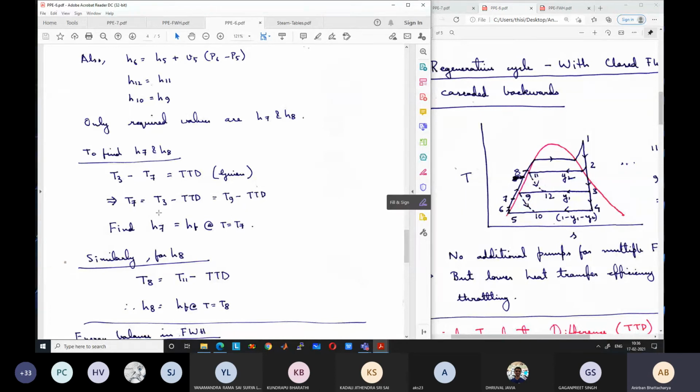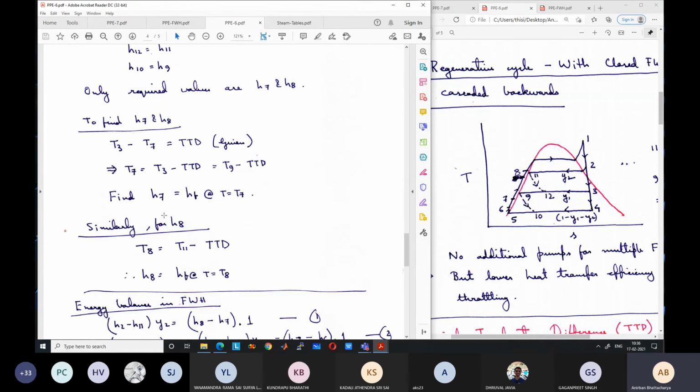Once you find T7, the enthalpy is the corresponding saturated liquid enthalpy at T7. So we ignore the effect of compressed liquid and just find the enthalpy at the nearby adjacent saturated liquid point, because the enthalpy will remain almost constant. Not much change occurs if the temperature remains the same. So saturated liquid enthalpy at T7. Although it is not a saturated condition, it is compressed, subcooled liquid, we still consider the saturated liquid to simplify our equation.